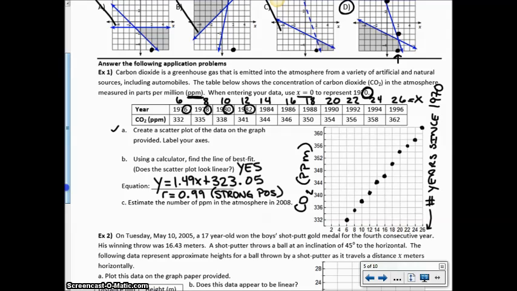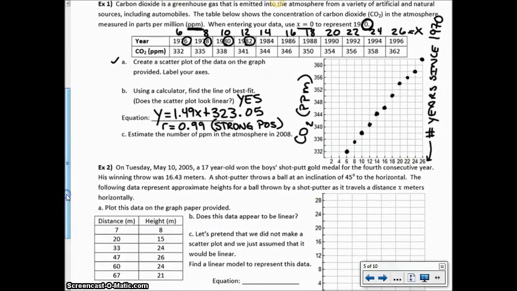Strong positive correlation there. And I would probably guess that it's a strong positive because it looks like it almost makes a straight line. And remember, the closer to 1 your r value, or your correlation coefficient, is, the closer to a straight line it makes.